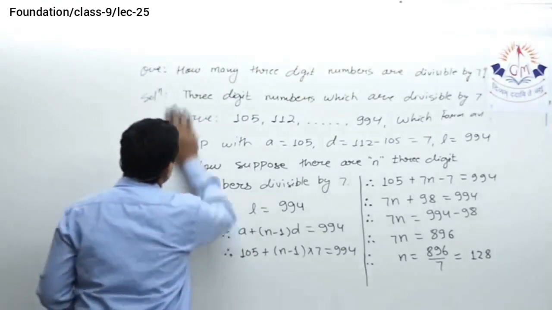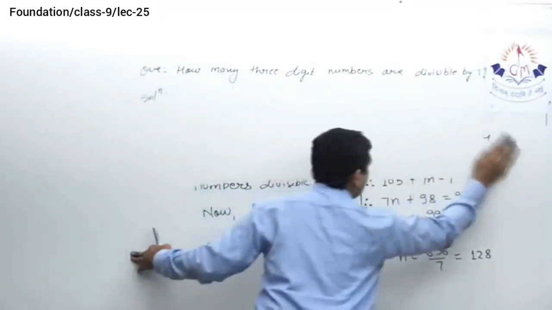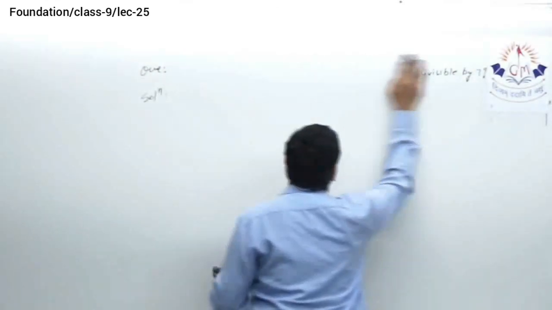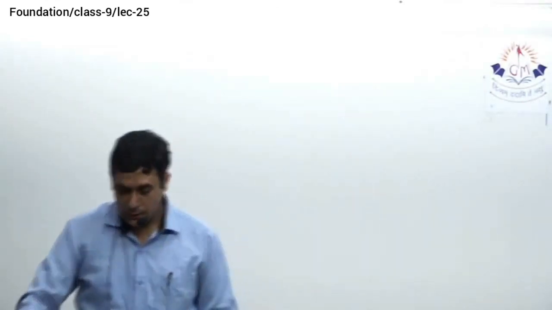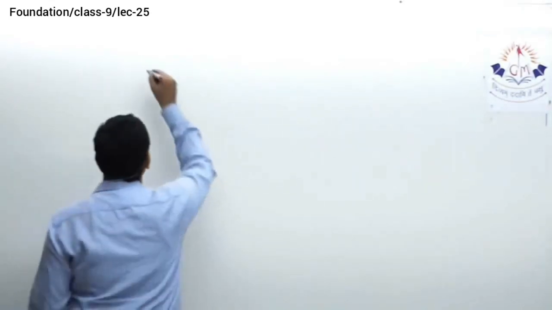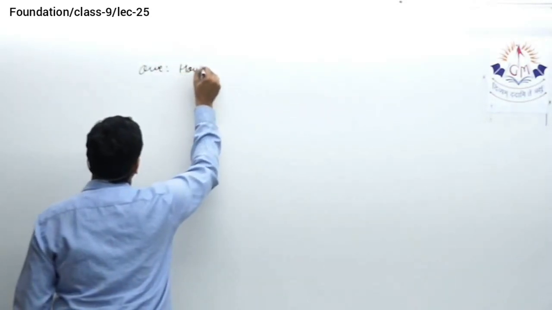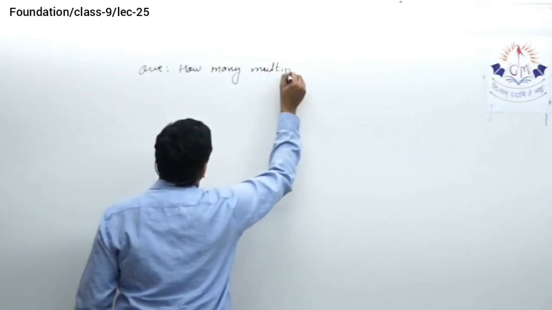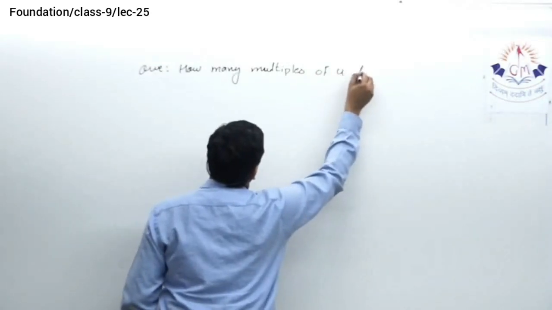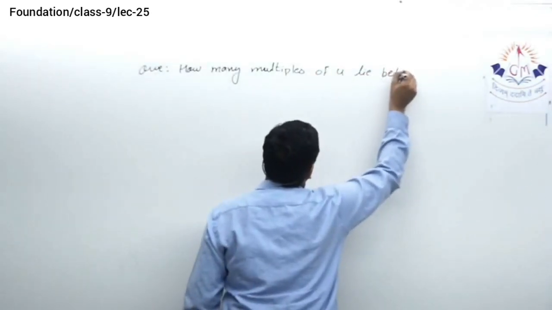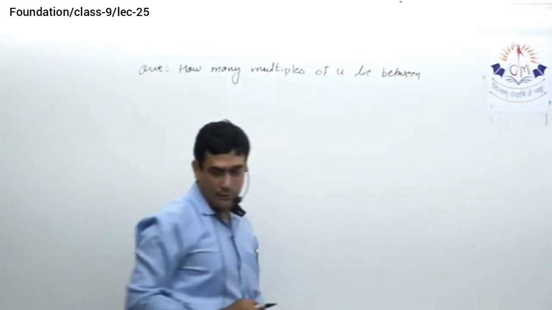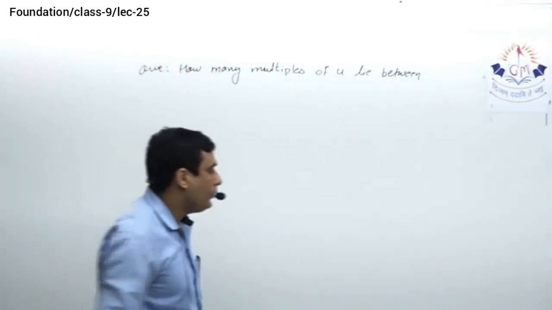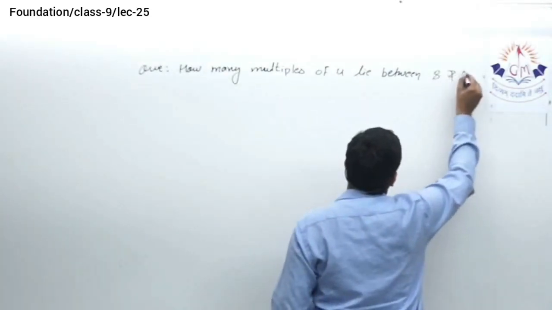Now the next question is: how many multiples of 4 lie between 8 and 250?